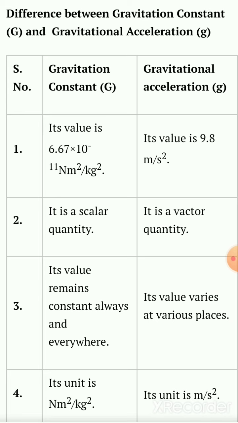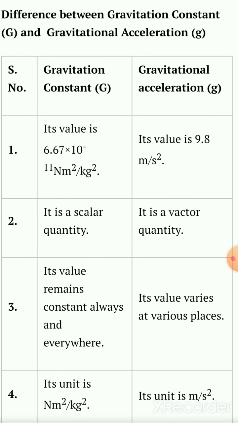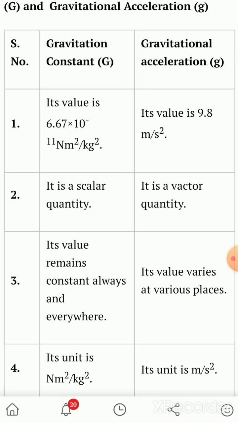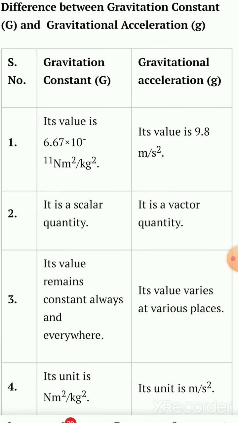You can see that gravitational constant capital G has a value of 6.67 into 10 to the power minus 11 Newton meter square per kg square, while gravitational acceleration on the surface of the earth is 9.8 meter per second square. Again, gravitational constant is a scalar quantity. As you know, it is a constant, it is just a magnitude or a number. Therefore gravitational constant capital G comes into the category of scalar quantities.